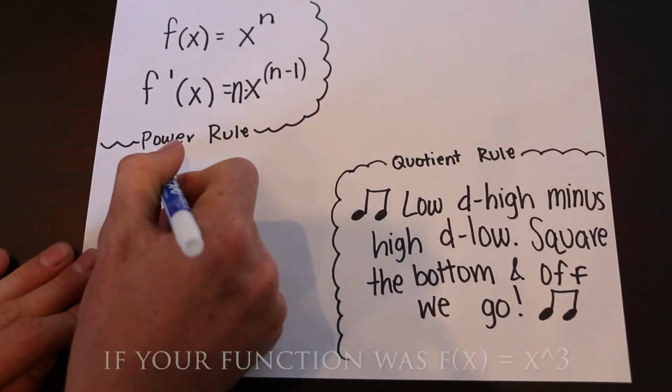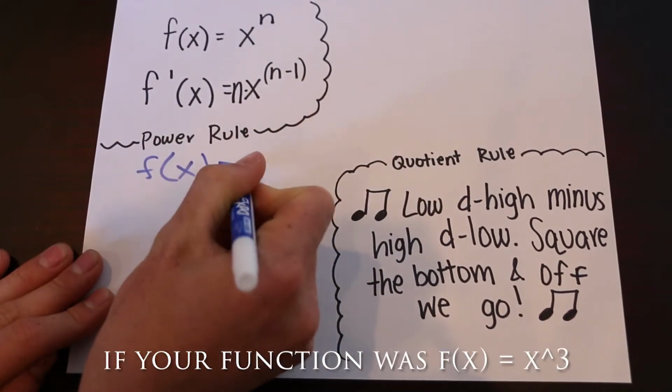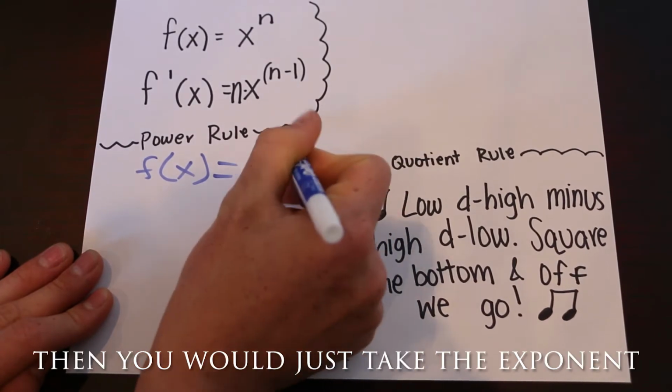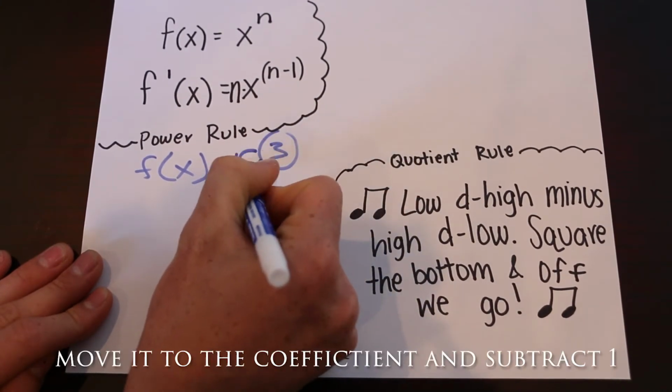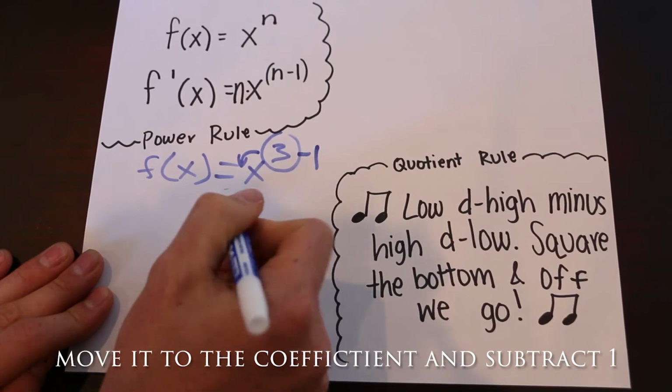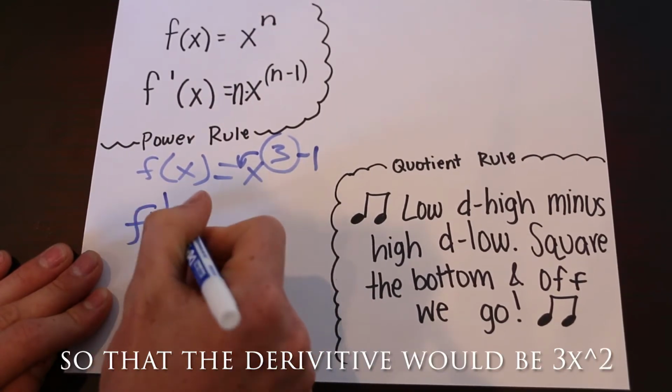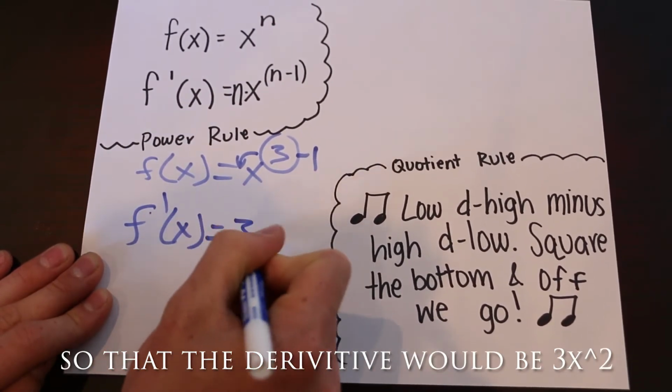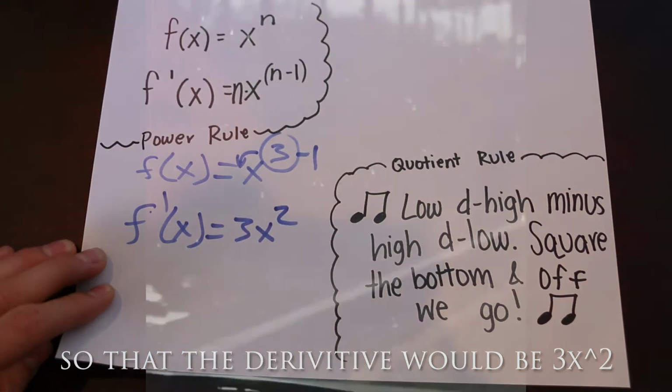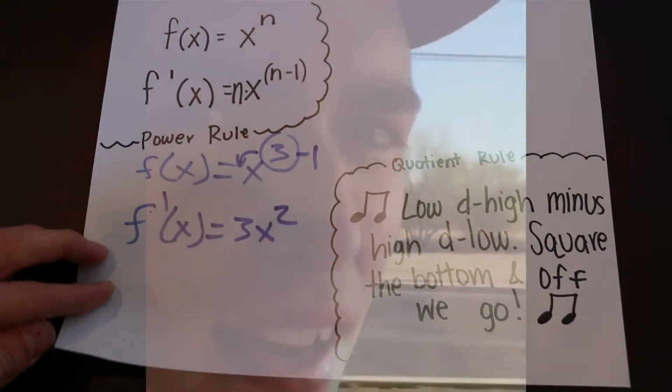So for example, if your function was f of x equals x cubed, then you would just take the exponent, move it to the coefficient, and subtract 1, so that the derivative would be 3x squared. Yeah, I sure hope it does.